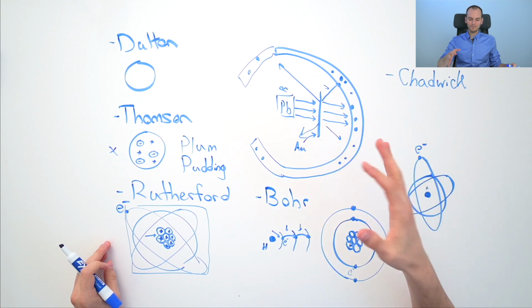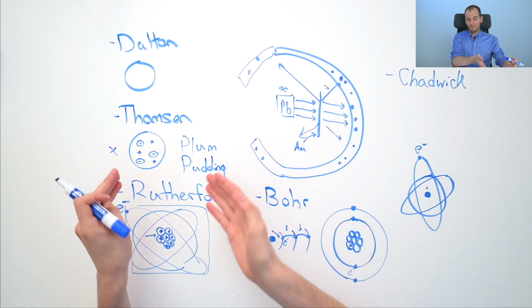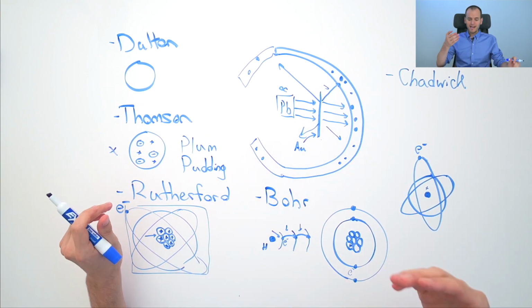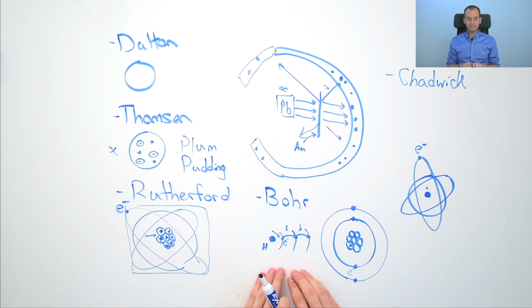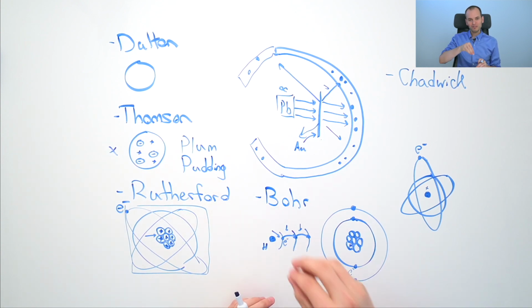at gold foil to find out if Thomson was actually right. And then Bohr, who looked at the behavior of electrons in hydrogen to understand more of the quantum mechanical understanding of the atom, whereas the electrons will only move to discrete or specific areas of the atom.